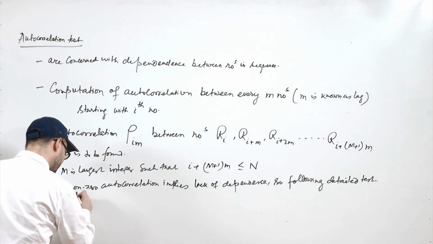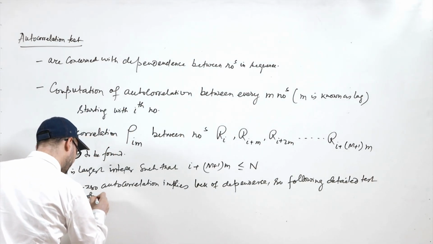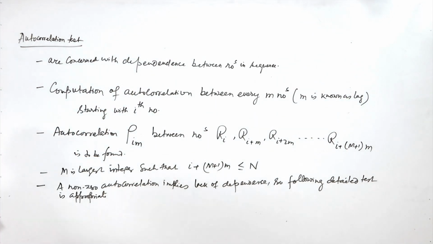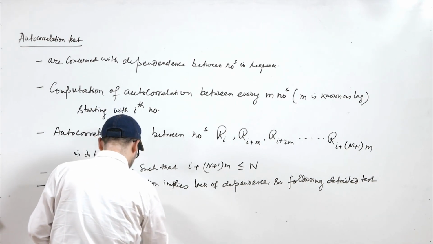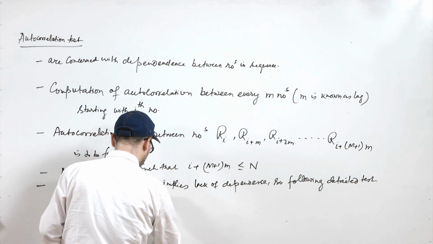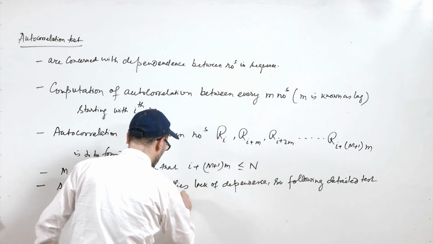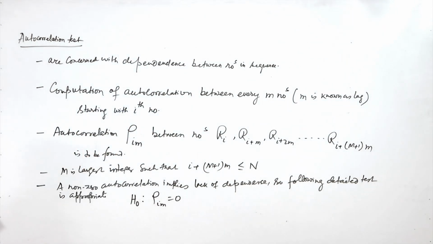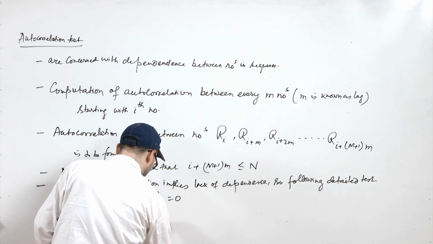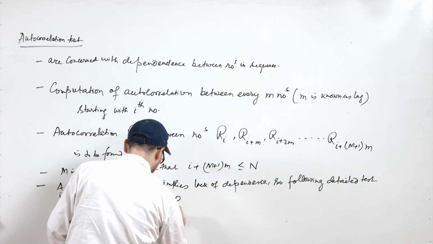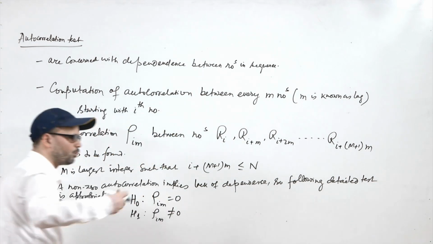Now, we have the condition on which you have to say whether there is correlation or not. For that, again you have the hypothesis, where rho im is 0. So, you are saying that there is no correlation, otherwise, since it is not equal to 0, it means they are correlated.